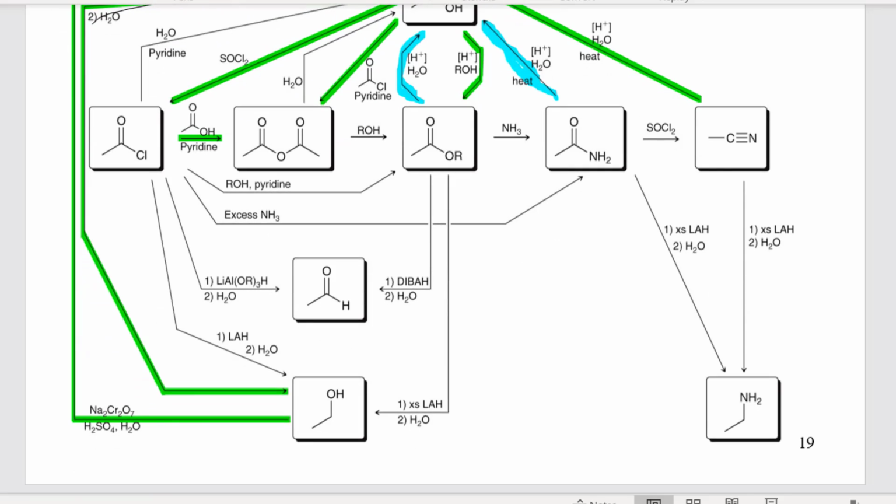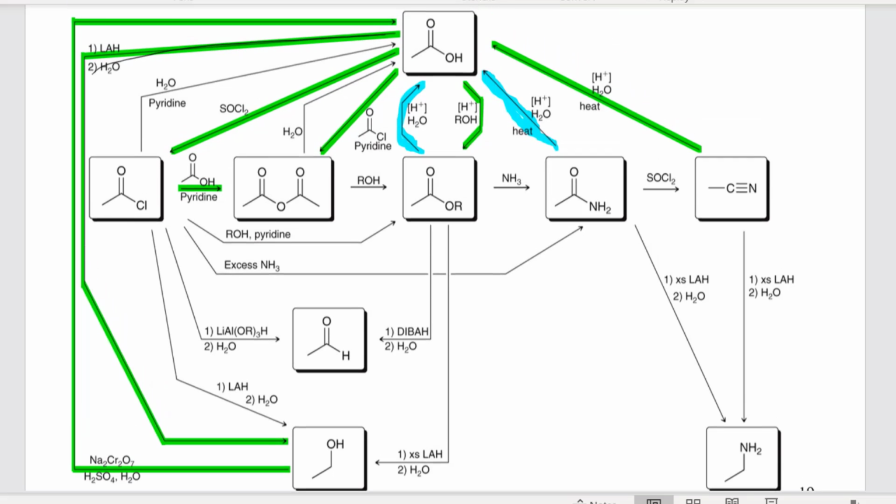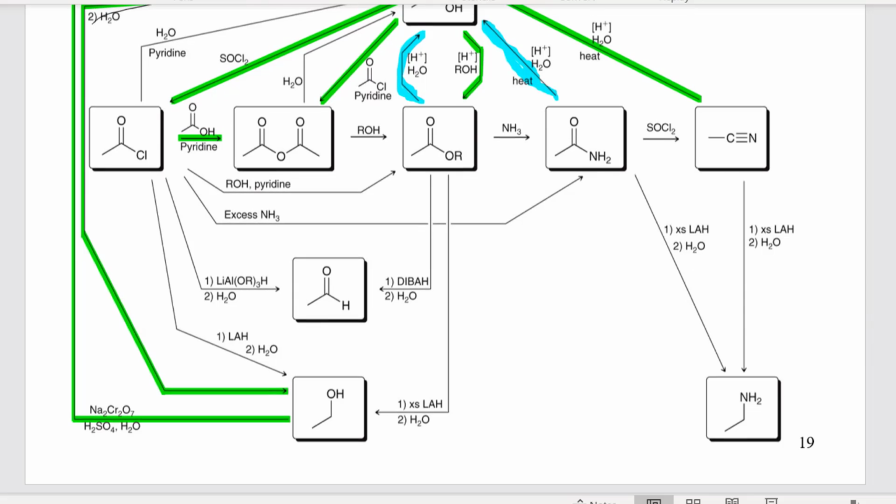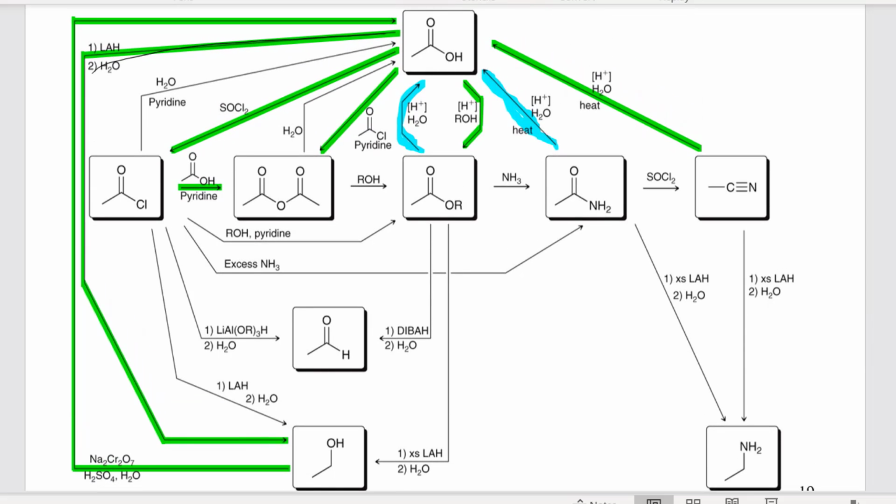So we've covered a lot of these arrows. We don't have much left to do. And again, the trend is going to be in, up, down, out, in, up, down, out. Okay? So I'll end here at slide 19.